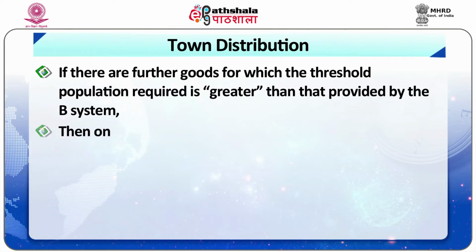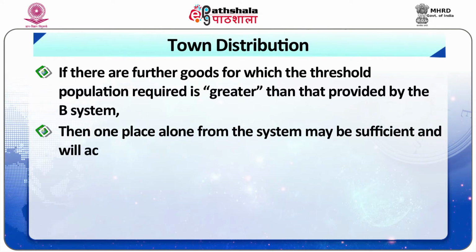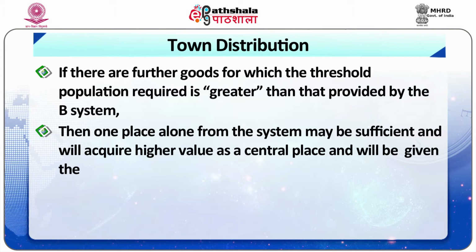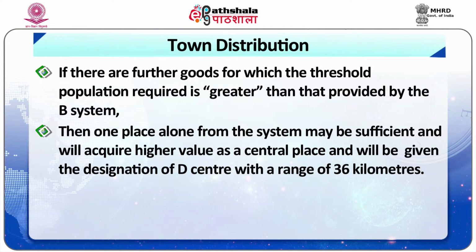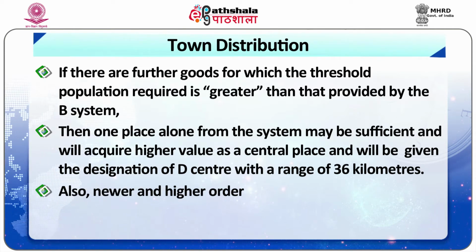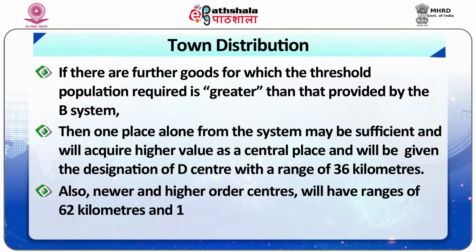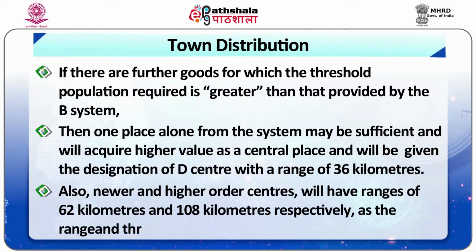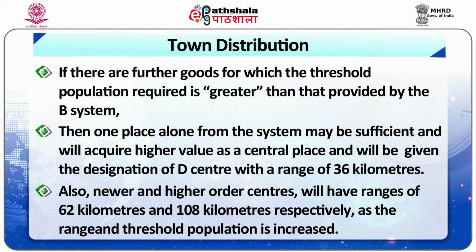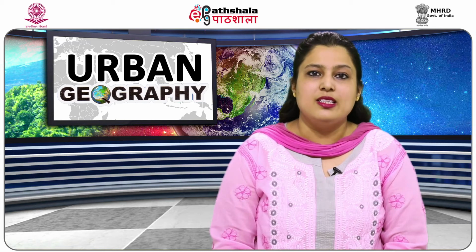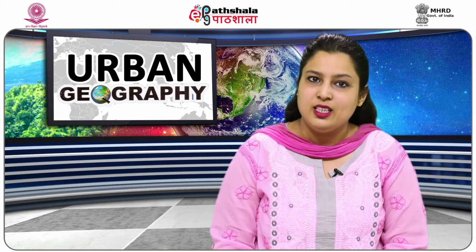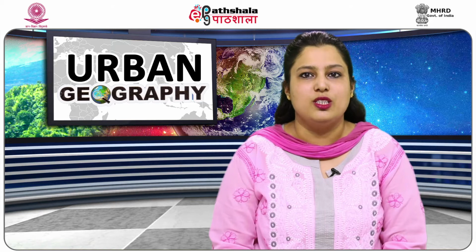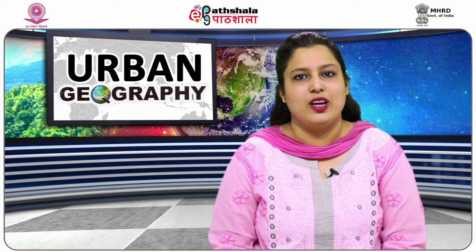Now, if there are further goods for which the threshold population required is greater than that provided by the B system, then one place alone from the system may be sufficient and will acquire higher value as a central place and will be given the designation of D center with a range of 36 kilometers. Also, newer and higher centers will have the ranges of 62 kilometers and 108 kilometers respectively, as the range and threshold population is increased. Note that each settlement serves its own hinterland in addition to a distinctive range of goods related to the increased size of hierarchy.